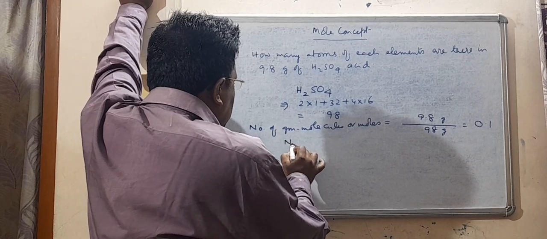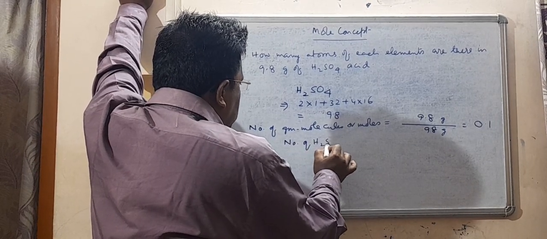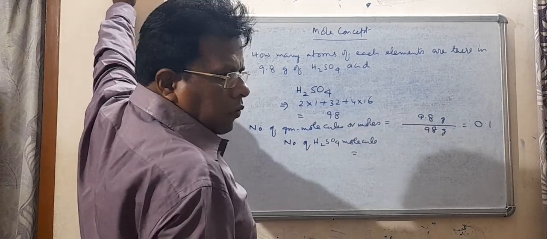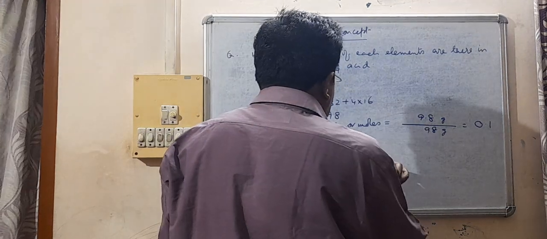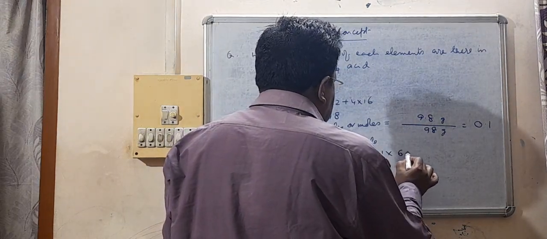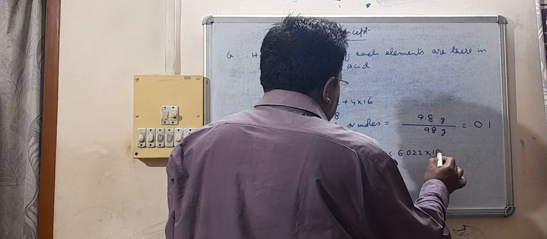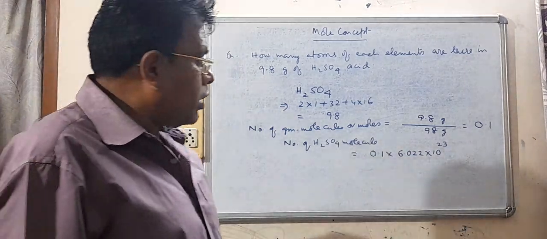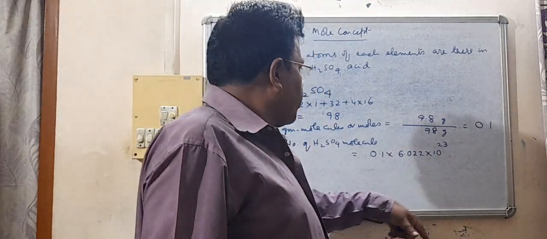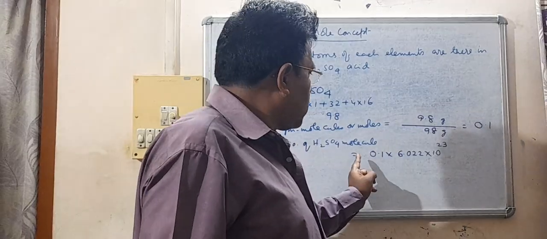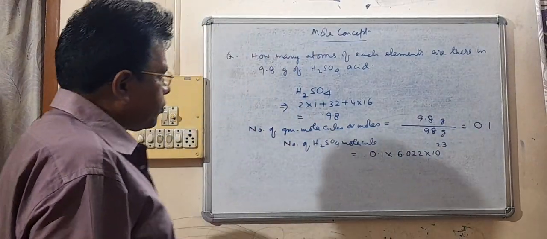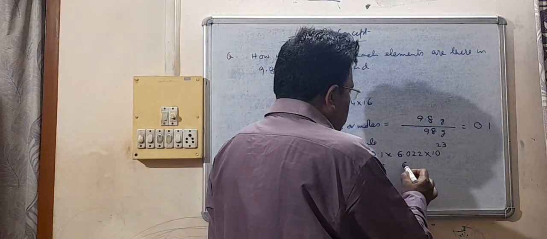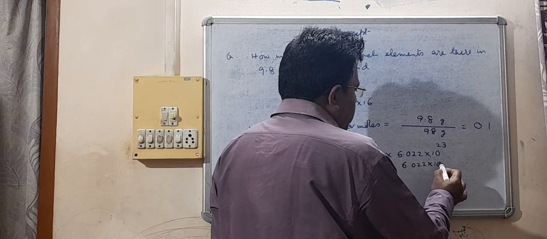So the number of H2SO4 molecules will be 0.1 into 6.022 into 10 to the power 23, because we know 1 mole has this many particles. So 0.1 mole will have this many molecules. So we have this many molecules of sulfuric acid, which on simplifying is 6.022 into 10 to the power 22.